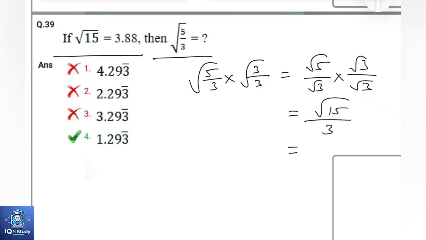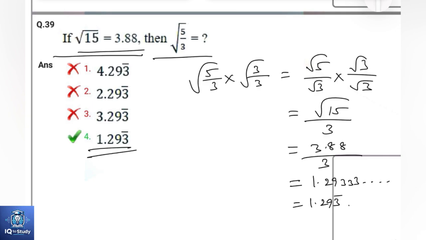And here, according to the question, the square root of 15 value is 3.88 divided by 3, which means 1.29333 and so on, which means 1.293 bar. Here 3 is the repeating value, so option 4 is correct.